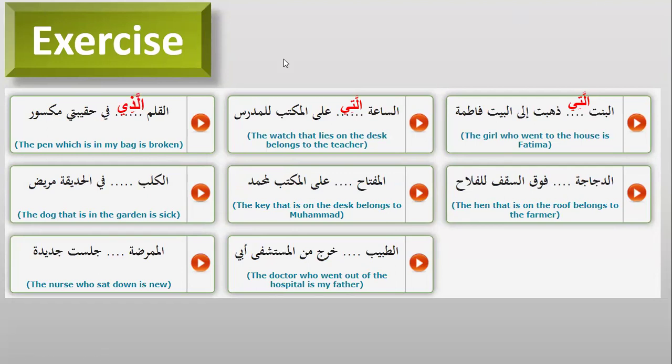Ad-dajajatu. It ends with ta marbuta. Allati. Okay, let's take, everyone can answer. It is allati. Now, al-miftahu. This is singular masculine, the key. Alladhi. Al-kalbu, the dog, singular masculine, alladhi. At-tabib, that is at-tabibu.